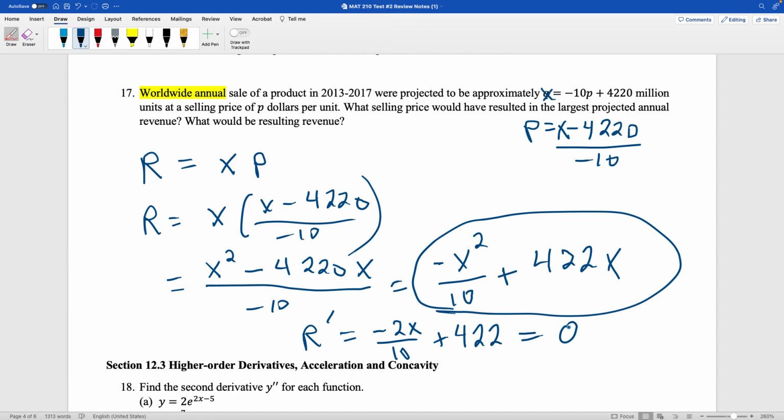It gives you both the X and the Y. This one, we have to solve for X. That gives us the X value, but the answer is asking what's the revenue. I have to go back and plug it in to get the revenue. But as you do this one, maybe work it both ways.